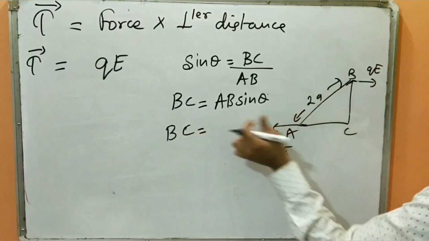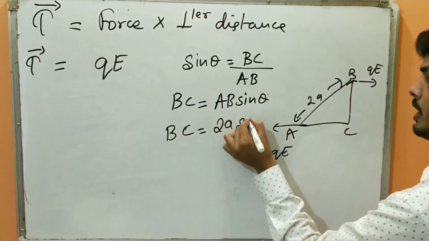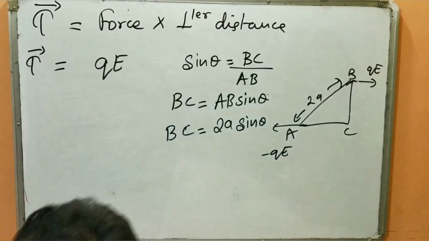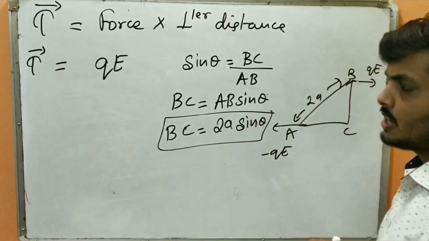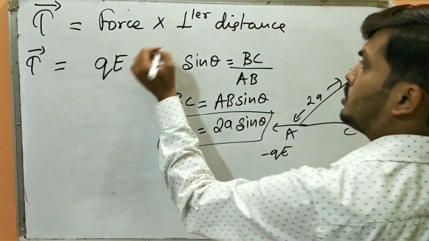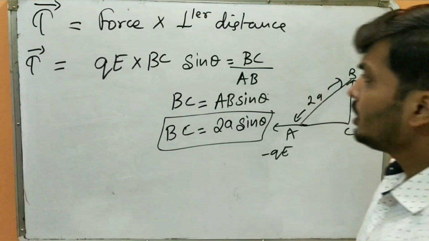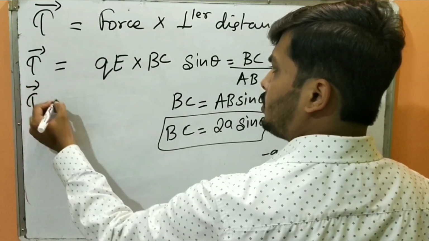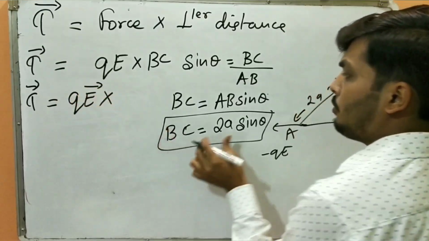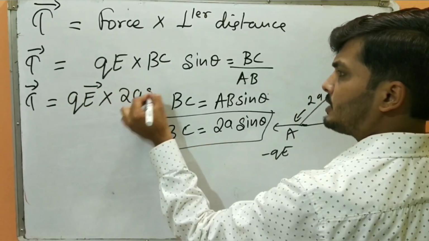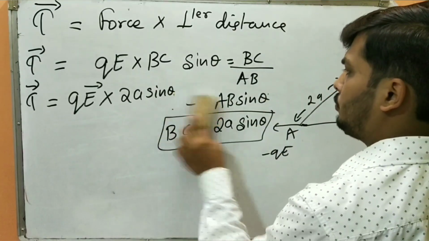Now students, what is BC here? BC will be AB sine theta. So AB is 2a, and sine theta. So BC is equal to what? 2a sine theta. Now substitute in this formula. So perpendicular distance is BC. Okay. So torque will be equal to QE into, what is BC? 2a sine theta. Right? Shall I erase this so that it doesn't confuse you?